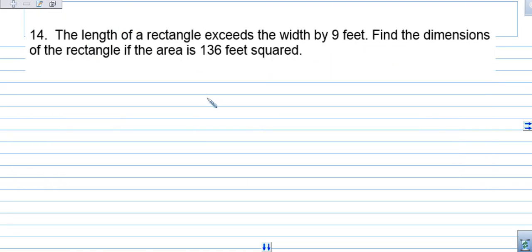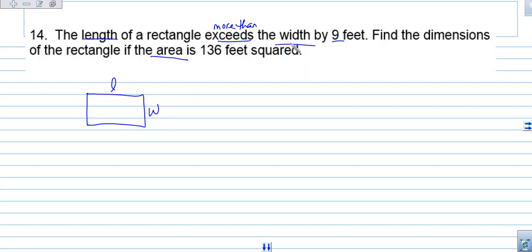Moving on to question 14. The length of a rectangle exceeds the width by 9 feet. Find the dimensions if the area is 136 feet. So what you want to do is draw yourself a crude little rectangle and label it. This will be the length, and this will be the width. It says the length, that's this guy, exceeds, which means it's more than the width by 9 feet. So that means it's 9 feet more than the width.